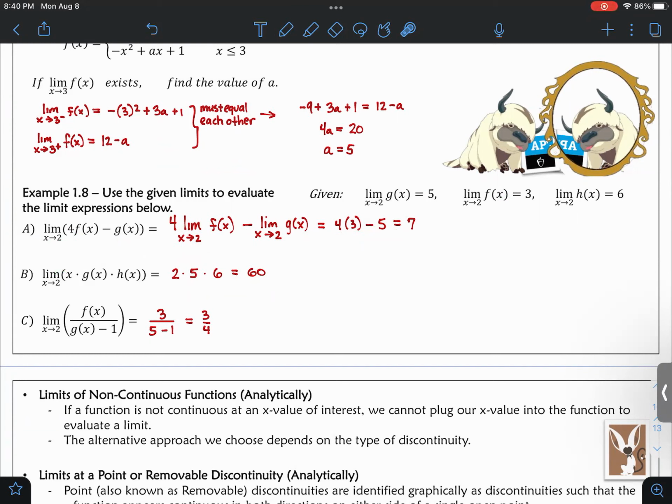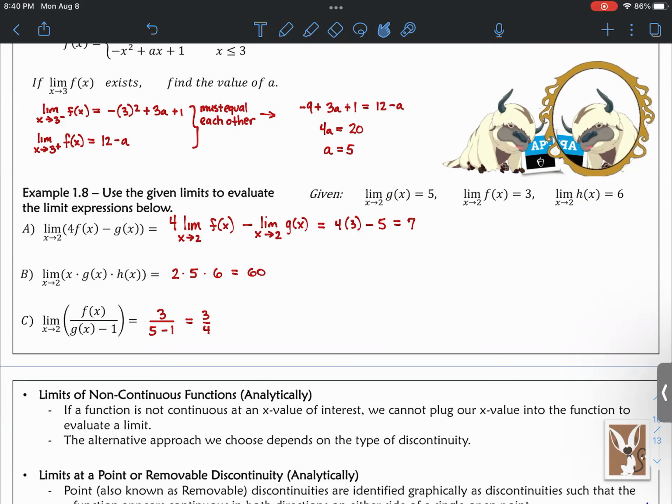Here's another one. If I have g times h times x as x approaches 2. So if x is approaching 2, I just plug a 2 in here. So 2 times g of 2 times h of 2, or rather 2 times the limit of g times the limit of h as g and h both approach 2. Whichever way you think about it, it turns into 2 times 5 times 6. Okay, and then of course, one more example there you could look at on your own.